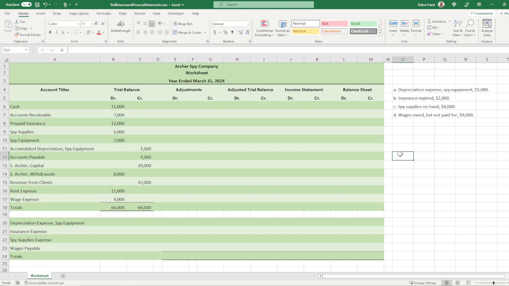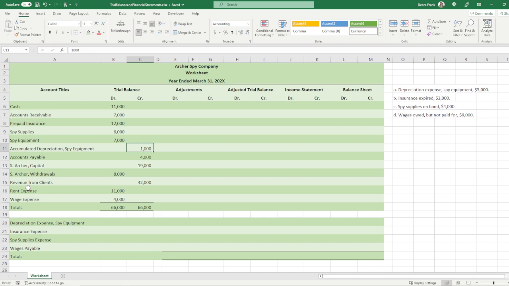So we can see here, looking at the trial balance already, there already is an accumulated depreciation account. That is, as a reminder, a contra asset account. When I say contra, I want you to think of opposite. So it's the opposite balance of what an asset account would be. An asset account would be a debit balance, and so with accumulated depreciation being a contra asset, it would have a credit balance, and we can see it has a credit balance of $1,000. So that's correct for that account.